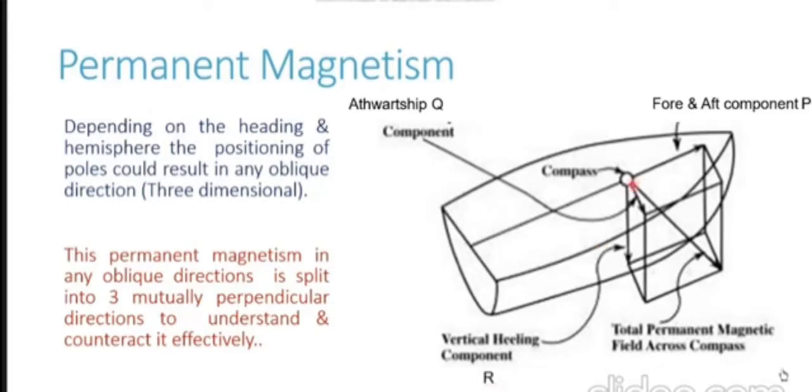Now, why are we breaking it up into three vectors like these? This is because it is very difficult to counter the permanent magnetism in an oblique direction in any 3D orientation. But when you split it up into three mutually perpendicular directions, that is fore and aft, athwartship, and vertical, it becomes easy for us to counter all these three components one by one. When we do the compass correction, we will see how the fore and aft component is corrected, then how the athwartship component is corrected, and also how the vertical component is corrected.